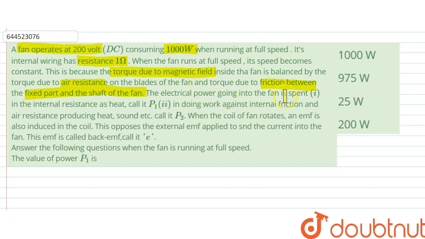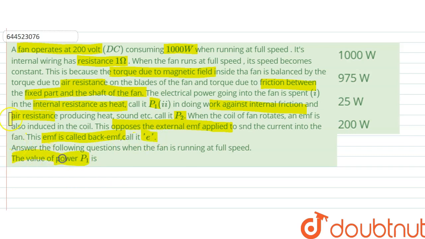So the electric power is spent in two ways. The internal resistance as heat, P1, and work against internal friction and air resistance, that is P2. Now the fan rotates and EMF is also produced, right? So this opposes the external EMF applied. The EMF is called the back EMF, E.